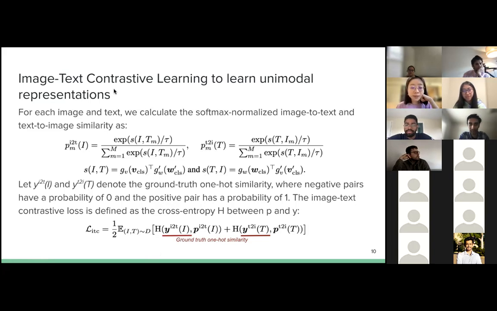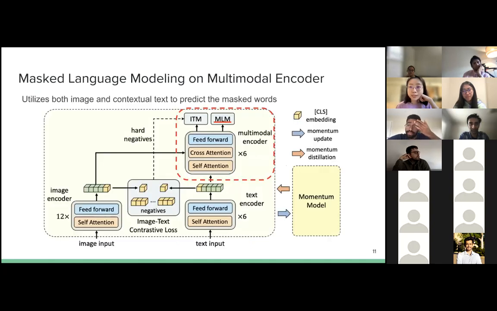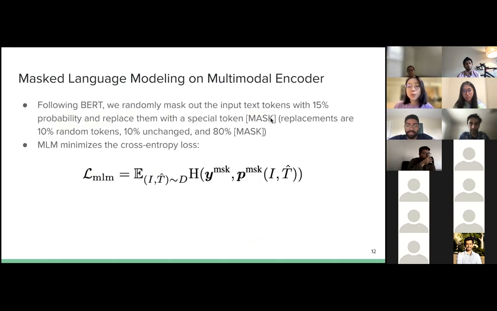Let's look at the second one, which is the masked language modeling objective on the multimodal encoder outputs. Masked language modeling, some of you might be really familiar with, is really commonly used in a lot of language models. But here, we want to utilize both the image and the contextual text to predict the masked words from a sentence. The approach used in this model is very similar to BERT.